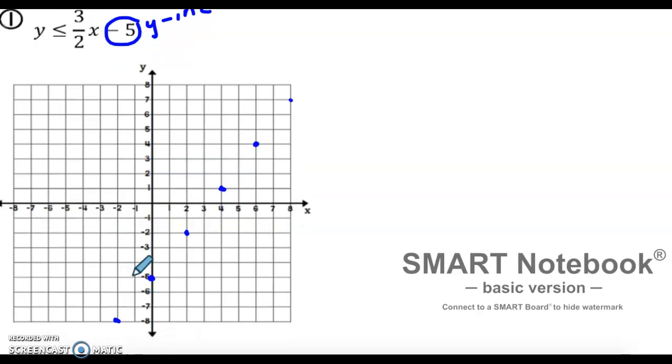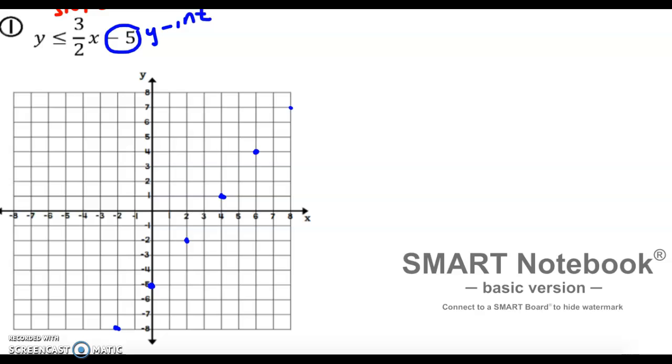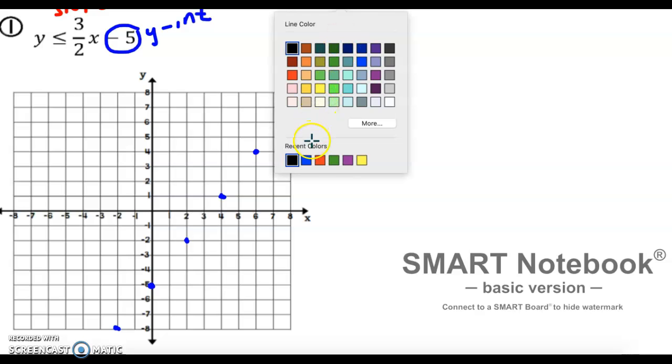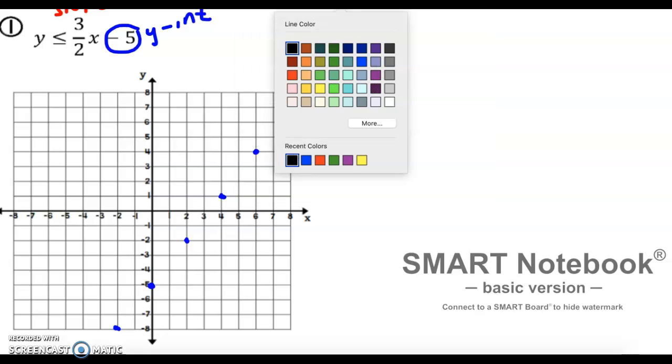Now, before we draw a line connecting these points, we want to look at our inequality symbol. Here our symbol is less than or equal to. That or equal to part means that we're going to have a solid line connecting our points. So I'm going to make a solid line and I'm going to connect the points.